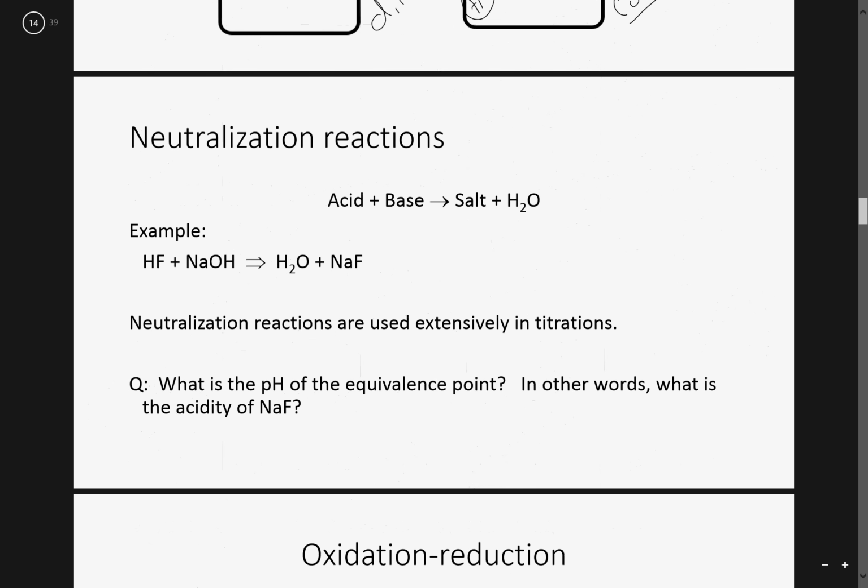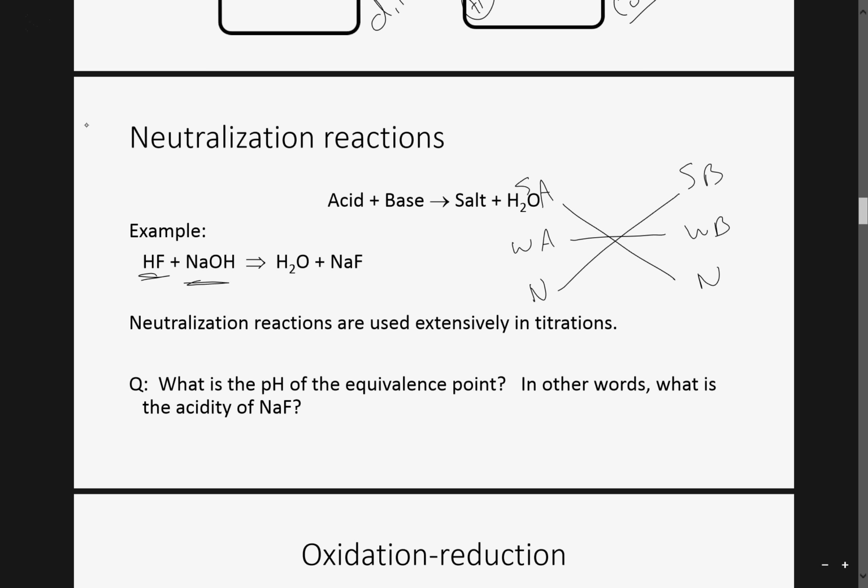Neutralization reactions. This is something that is used probably exclusively, or just about exclusively, for titrations. We are titrating a weak acid with an unknown base or vice versa. Usually it's a strong versus a weak, or a strong versus a strong. But keep in mind that a weak acid's conjugate is a weak base. A strong acid's conjugate is neutral. A strong base's conjugate is neutral as well.